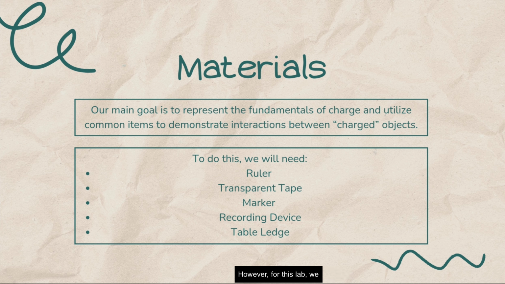However, for this lab, we will use a ruler to measure out the length of transparent tape and place those pieces along the edge of a table. Lastly, we will need a marker to label the pieces of tape accordingly. Before the procedure is explained, it is important to make scientific predictions of what we think might happen based on the knowledge that we know about charge and its properties.